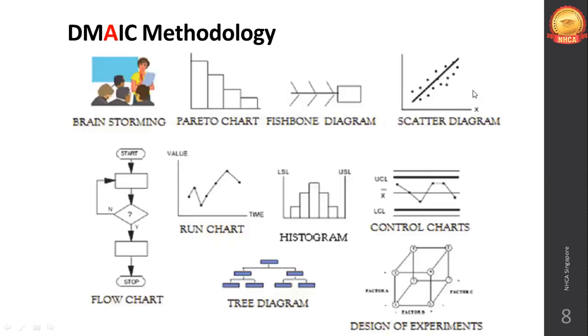So these are the tools used in the analyze phase: brainstorming, Pareto chart, fishbone diagram, scatter diagram. Each one of these tools we will discuss in detail when we go to the topic of top management tools. Run chart, flow chart, histogram, control chart, tree diagram. Design of experiments, that is simulation. So all these tools are used in the analyze phase. More than these tools are used; some examples I am showing here.